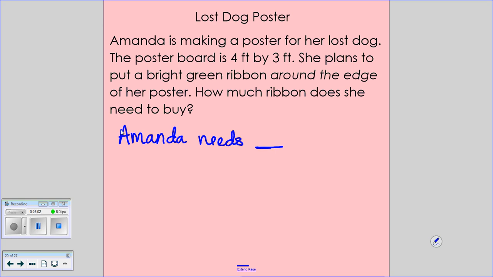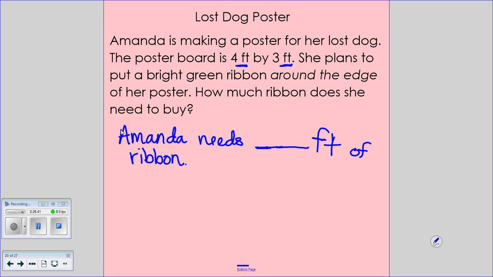Show me poster. Ribbons. No, someone want to help her out? Amanda needs blank. McKenna? What is her unit? Feet of ribbon. We know her board is measured in feet, so our ribbon probably needs to be measured in feet. You need to write down your answer sentence. Amanda needs blank feet of ribbon.